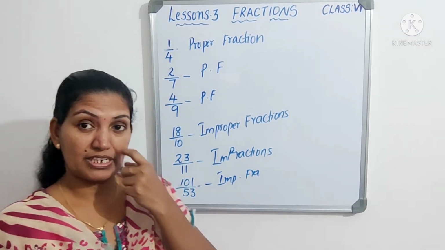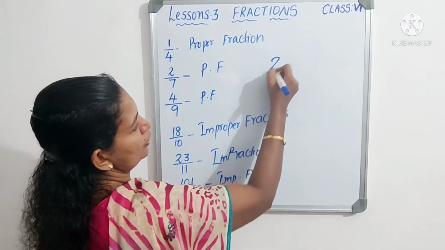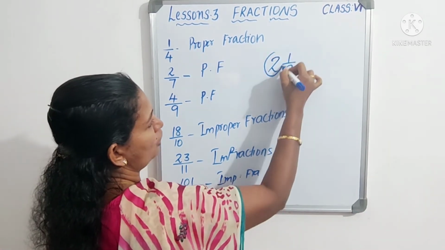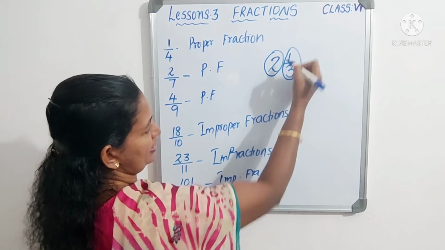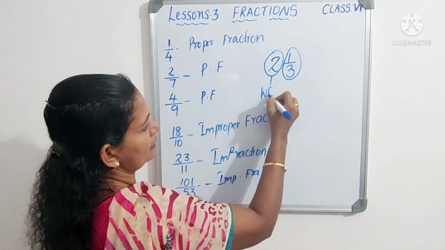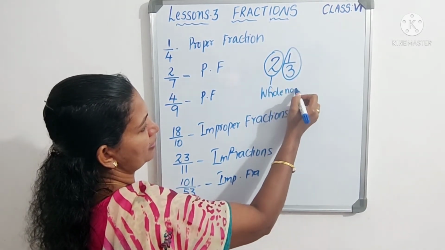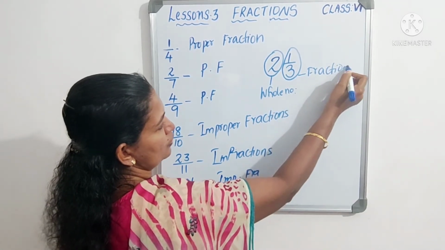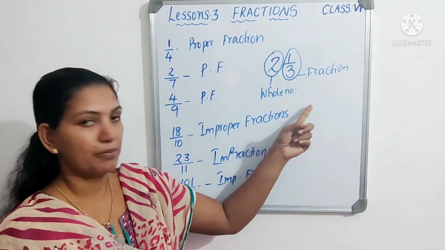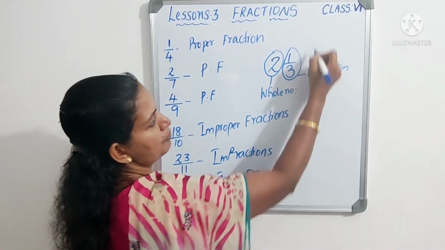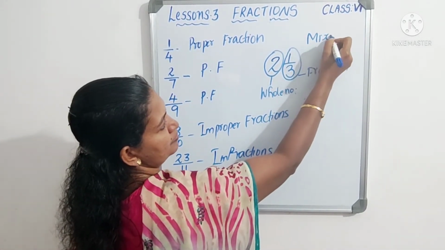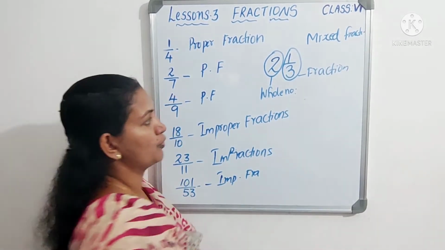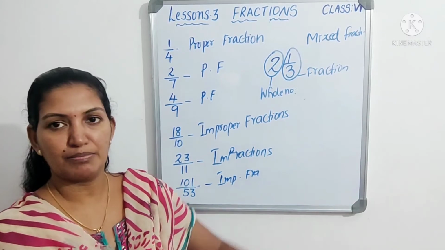Next is mixed fraction. Suppose 2 1/3. Here you can see a whole number and a fraction. This is the whole number and this is the fraction. So this type of fraction is called a mixed fraction. So 2 1/3 is a mixed fraction.